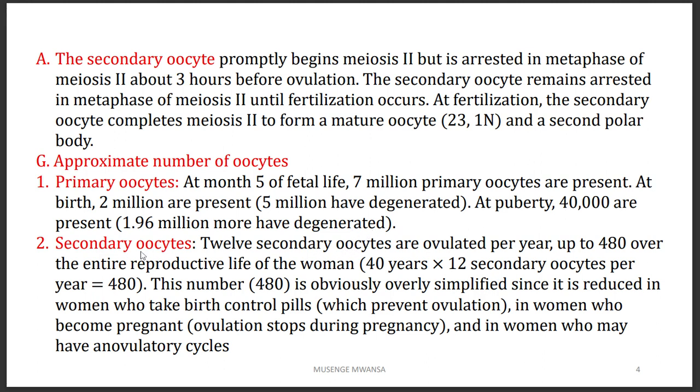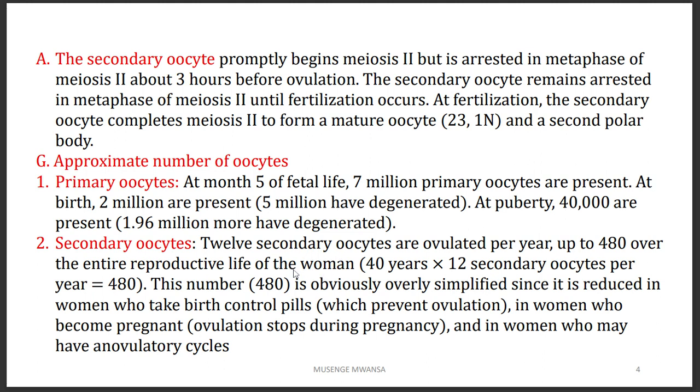The secondary oocytes, of course, 12 are going to be ovulated each year in a normal person. This might not always be true, because conditions such as metrorrhagia, menorrhagia, oligomenorrhea, and dysmenorrhea are able to affect the secondary oocytes which are being released. So that might affect the number. But for a normal girl, we expect that 12 secondary oocytes are going to be released each year. So this means that up to 480 are going to be released over the entire reproductive life of the woman.